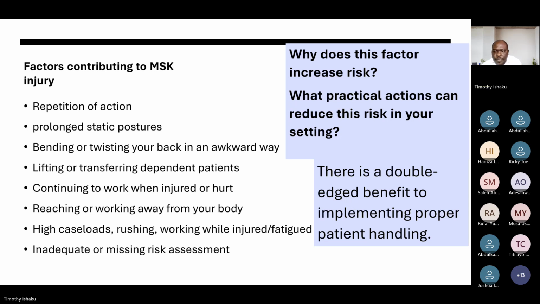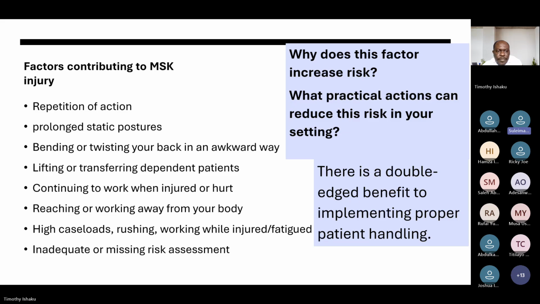Anybody? By all means, you can unmute your mic or you can put it on the chat box. Hello, sir. Can I speak? Yes, please. Carry on, Mr. Suleiman. Good morning, sir. Good morning, everyone.